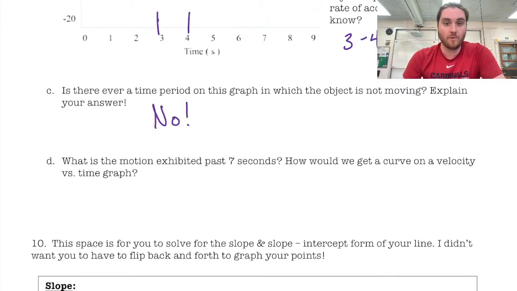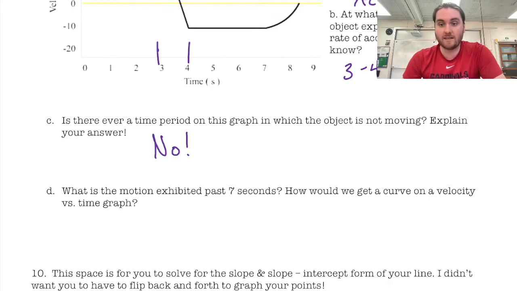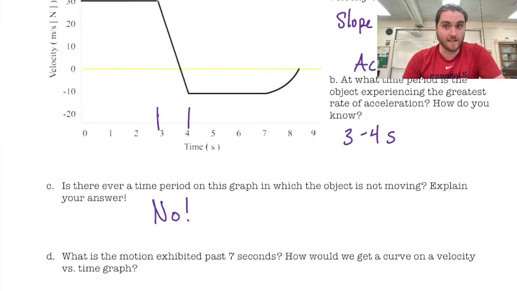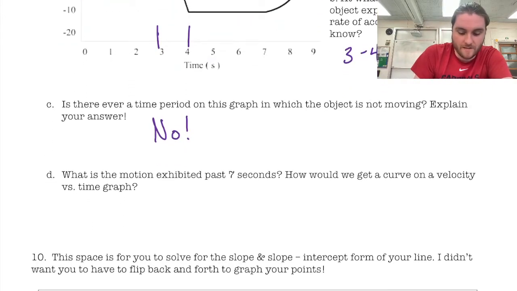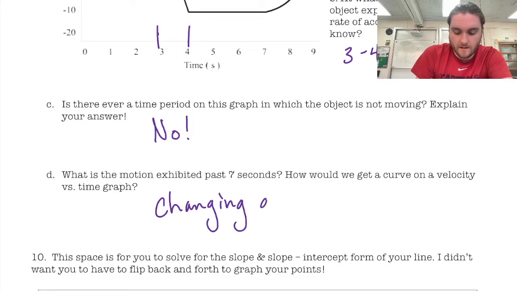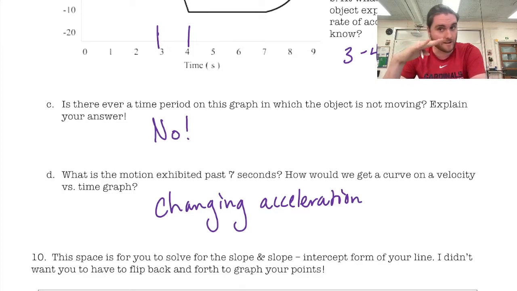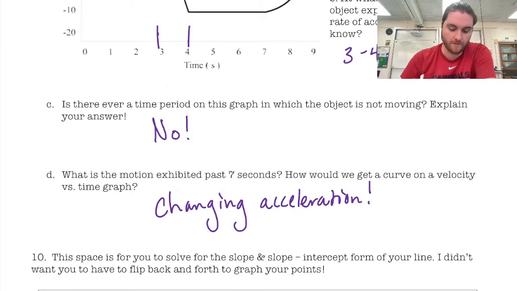And then D, what is the motion exhibited past 7 seconds? How do we get a curve? The only way that you can get a curve on a velocity versus time graph is if we have a changing acceleration. Changing acceleration is just like someone putting their foot really far on the gas and then letting out and then a little bit more. It's changing as a function of time. So you have a changing acceleration.